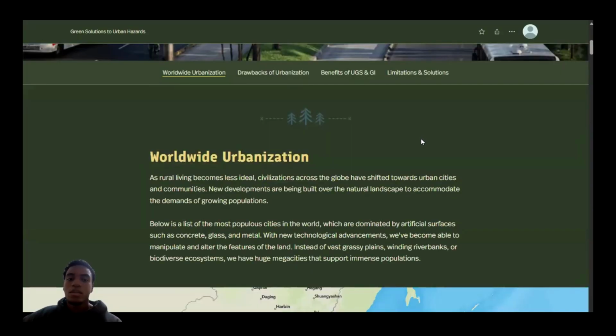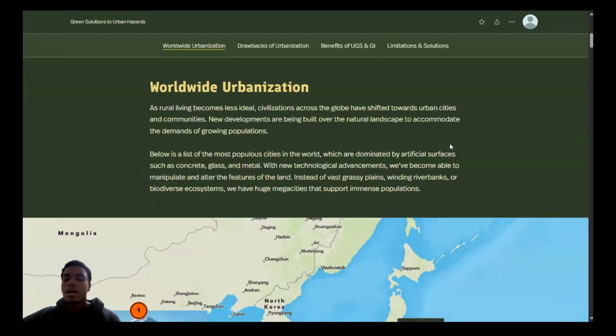So this really begins with worldwide urbanization. As rural living becomes less ideal, we're seeing a lot of civilizations shift towards urban cities. And with this, you're going to have a lot of the natural landscape being covered with artificial materials such as concrete, glass, and metal. We're going to have less grassy plains and biodiverse ecosystems, and more mega cities that support immense populations.